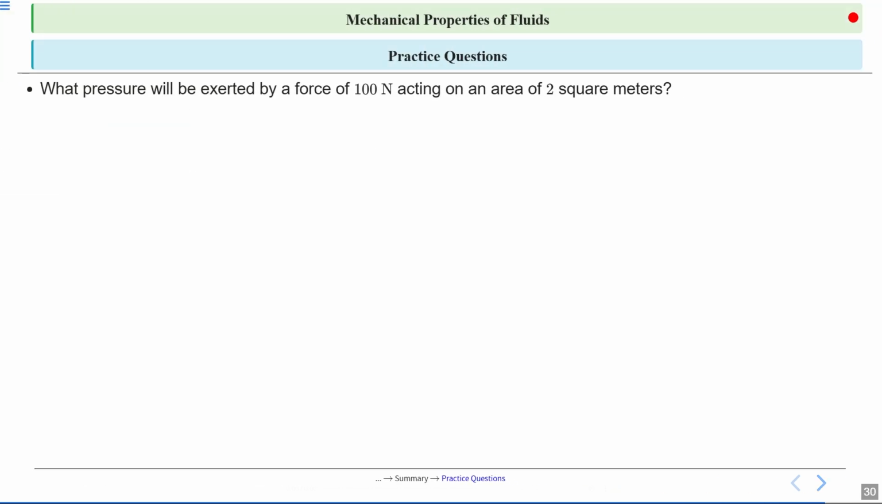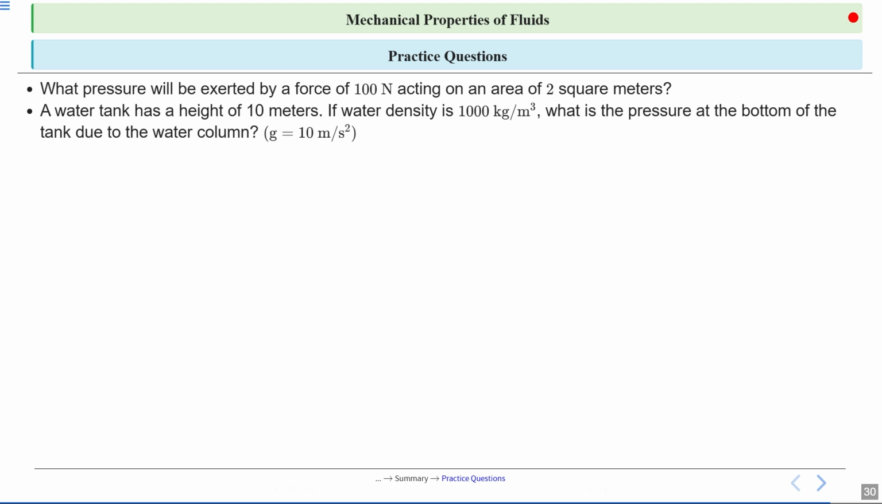So now we have some practice questions. First, what pressure will be exerted by a force of 100 Newton acting on an area of 2 square meters? Second, a water tank has a height of 10 meters. If water density is 1000 kg per meter cube, what is the pressure at the bottom of the tank due to the water column? Third, convert 2 atmosphere to Pascal.